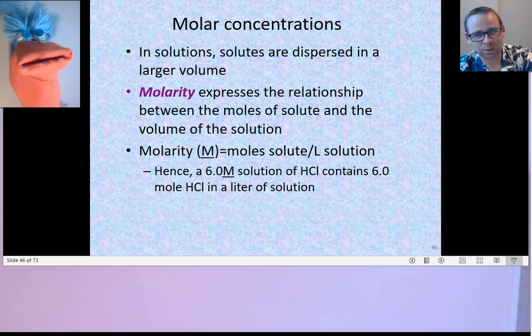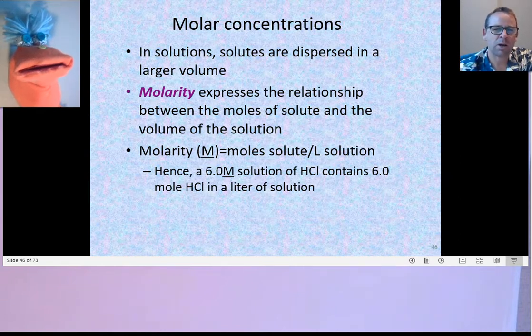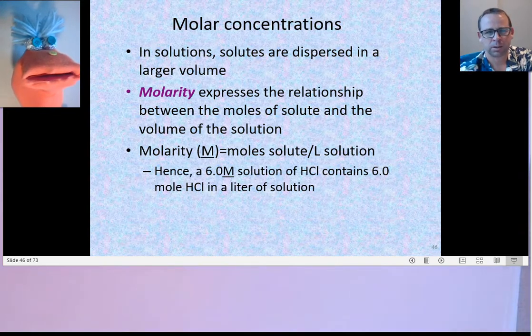All right, so we've been talking all about reactions in aqueous solutions. Now it's time to talk about how we express concentration. How do we talk about concentration of chemicals in solutions? And the answer is molarity.